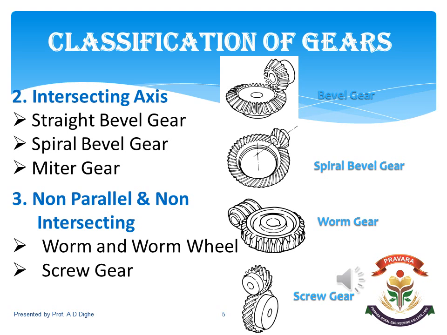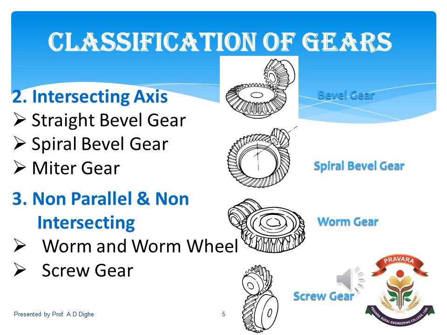Now, the third position of the shaft is non-parallel and non-intersecting. In that, there are two types. The first one is worm and worm wheel, and second is the screw gear. It is also called skew gears or cross helical gear. If we modify the position of a shaft of helical gear and make an angle between the two shafts, in that case it gets converted into the skew gears. And the worm and worm wheel is a special case of those skew gears.